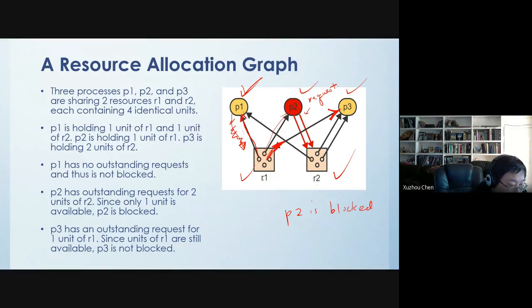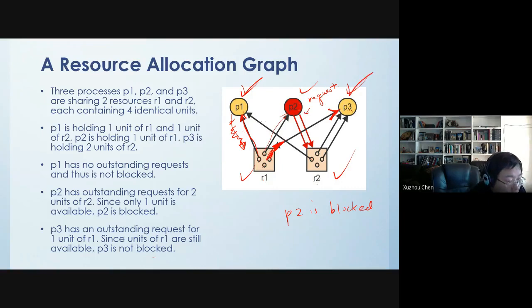So in this case, P3 is not blocked, even though P3 is requesting, because P3 is requesting resources which are available. P3 has an outstanding request for 1 unit, but since units are still available, P3 is not blocked. So P3 can continue.